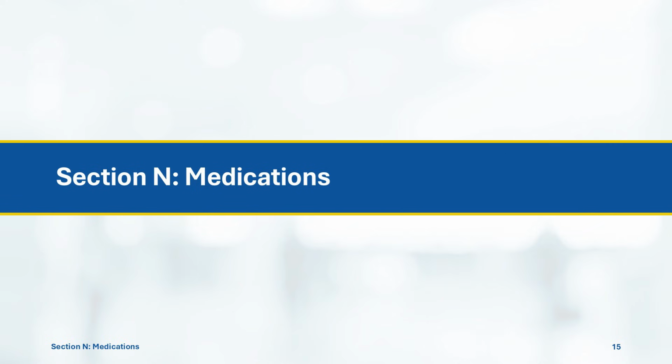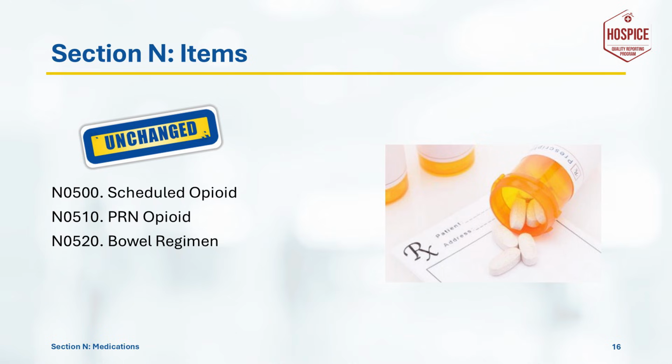Now let's look at Section N, Medications. While the items in this section have not changed, they are being collected at additional time points, which I'll discuss in a moment. First, let's look at the current list of items in this section. They include N0500 scheduled opioid, N0510 PRN opioid, and N0520 bowel regimen.